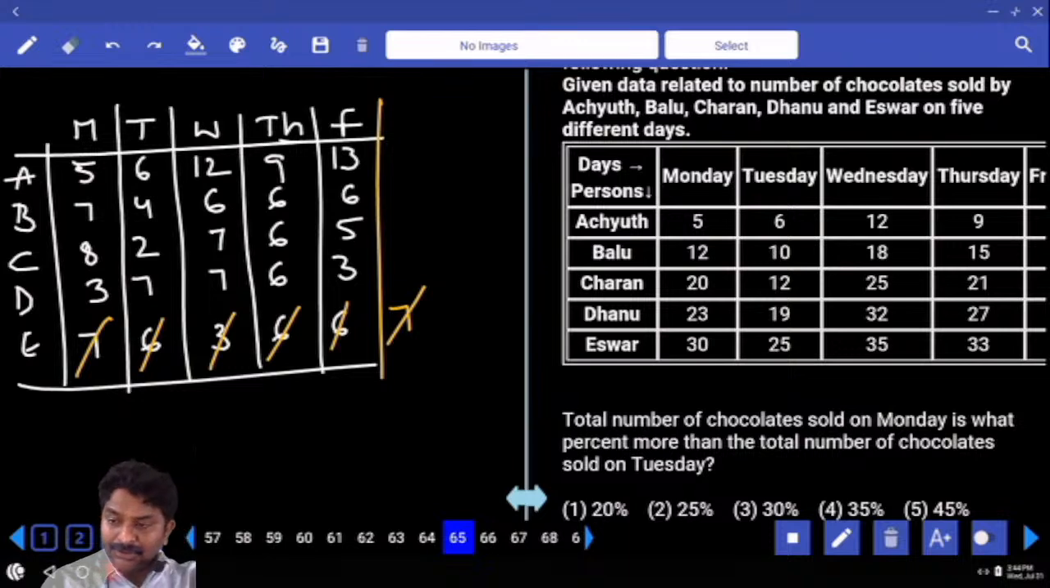Come on. Monday, last number 30. That is the sum of all the values, right?